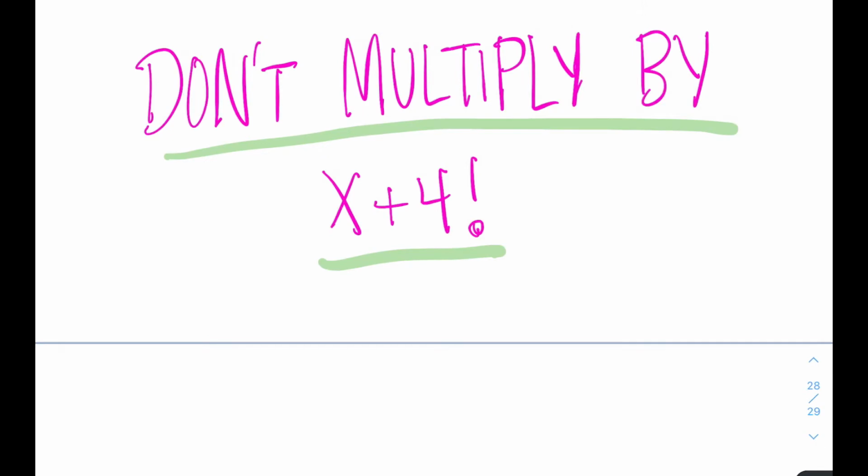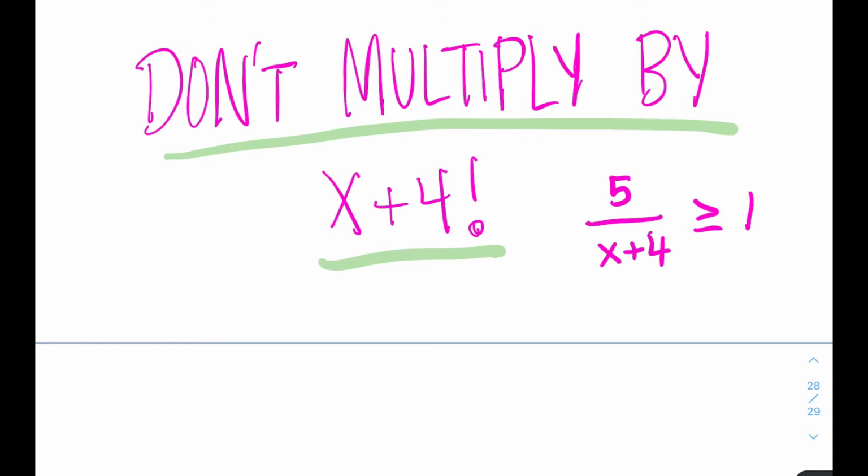I want to pause for a moment and talk about why I subtracted 1 instead of multiplying both sides by x plus 4. Because if it was an equation, since you're dividing by x plus 4, you would want to multiply both sides by x plus 4. You could get 0 on one side and solve it that way, but you wouldn't have to. On an inequality, I have to.